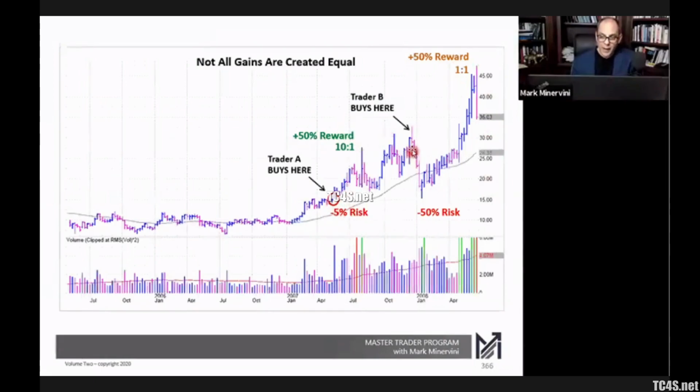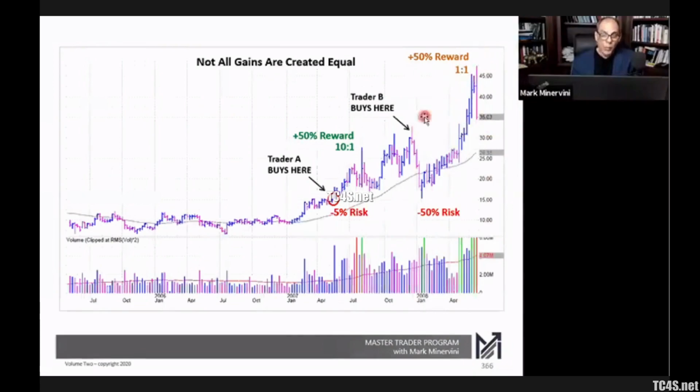Trader B buys over here and the stock immediately goes down. He goes through a 50% pullback and then celebrates when he makes himself a 50% profit. Well, he risked 50% for a 50% reward. Not to mention that a stock down 50% has to double just to get back to break even. So fortunately, this stock doubled and then went up 50% from his purchase price.